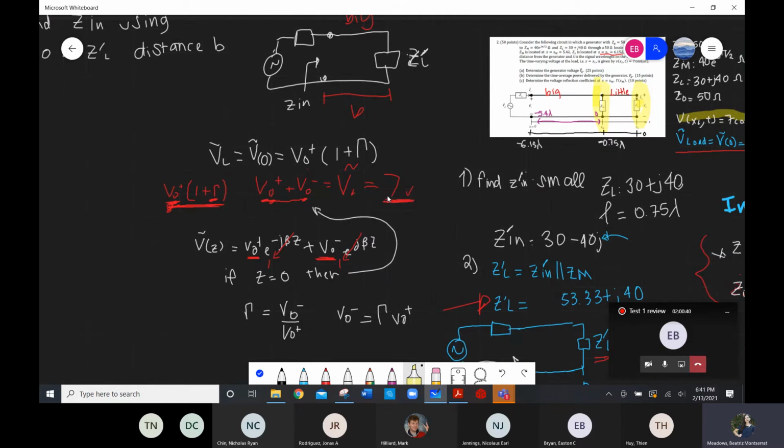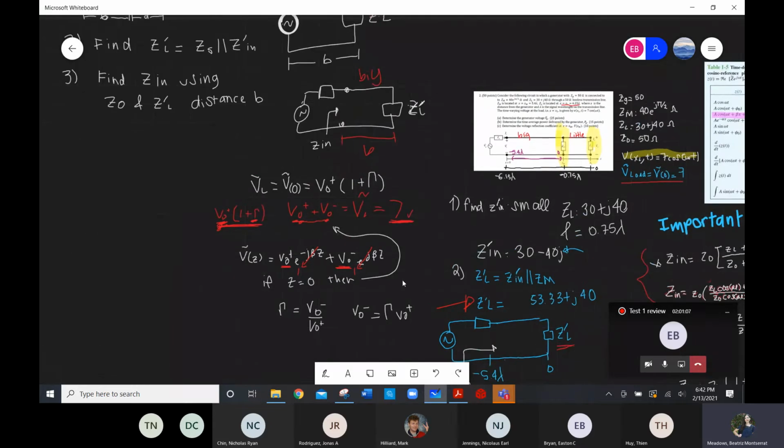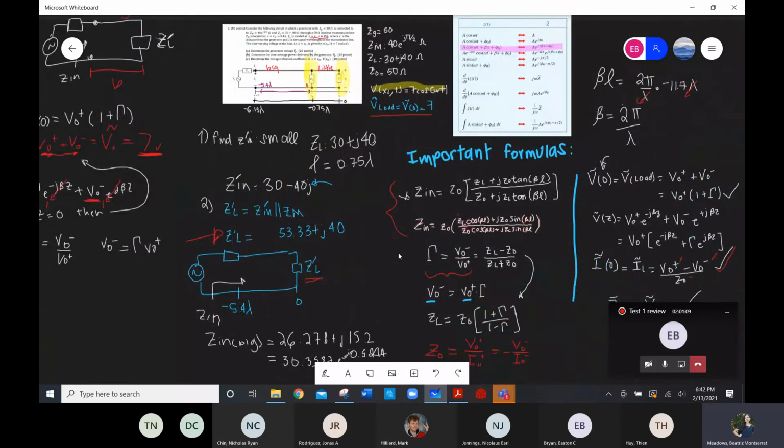I will remind you guys, finding V0 plus is a big thing on these transmission line problems, because once you find V0 plus, you can find any voltage. Once you find V0 plus, you're in this equation, which is the equation to find the voltage at any location. And like Easton said, if you put it in terms of V0 plus and gamma, you have everything you need. You have gamma, you have V0 plus.